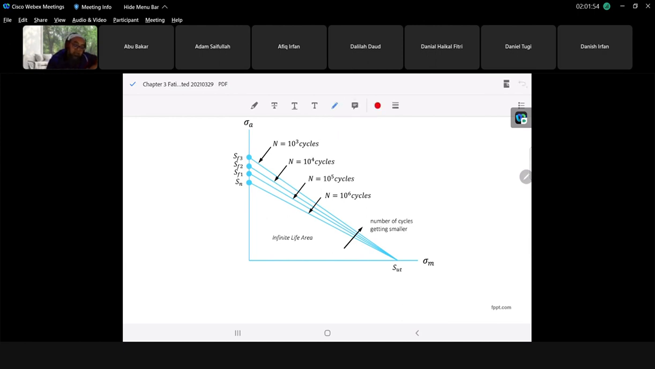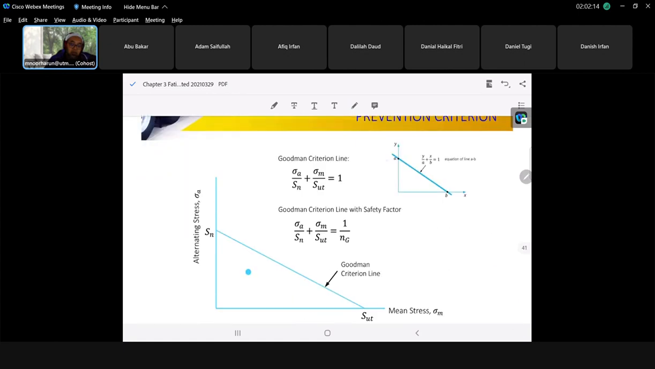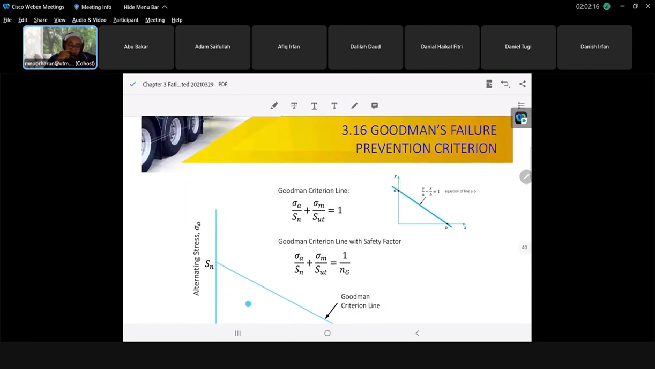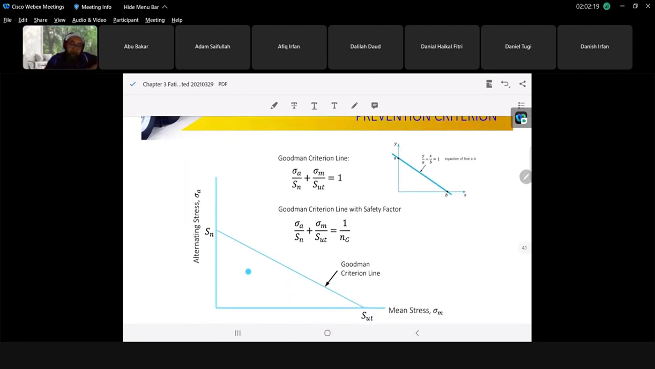Okay, this just shows the different fatigue strengths. Let's say this is Sut, this is Sn, with different numbers of cycles. Okay, this is the safety factor based on the Goodman criterion.